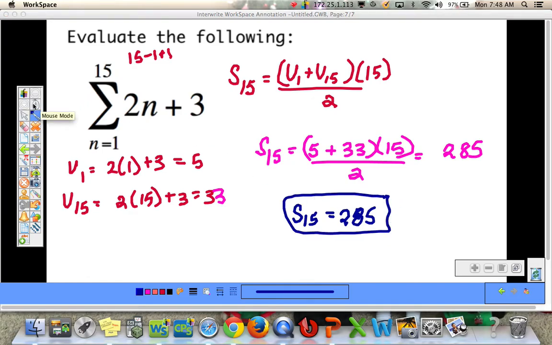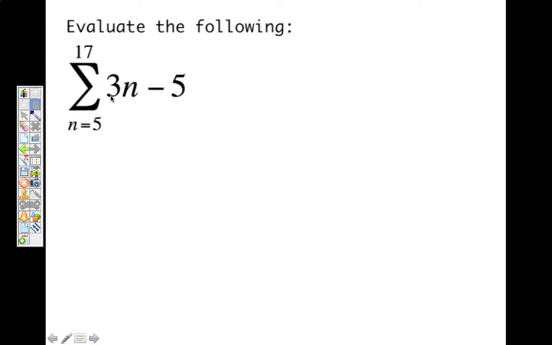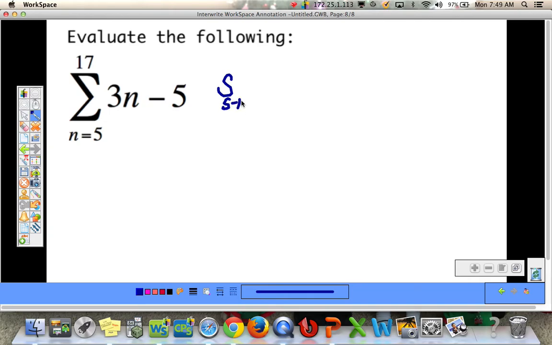Okay, let's try one that doesn't start at 1. So same pattern here. Oh, that's actually, it's not the same. 3n minus 5, and we're going from the 5th to the 17th term. So this one, the sum of the 5th to the 17th term, I'll say, would be the 5th term plus the 17th term times the number of terms.